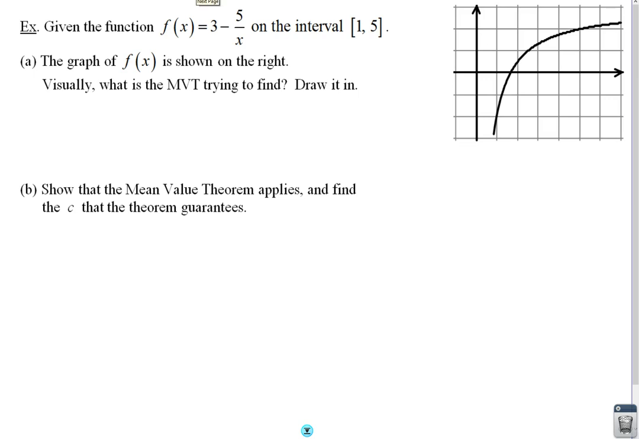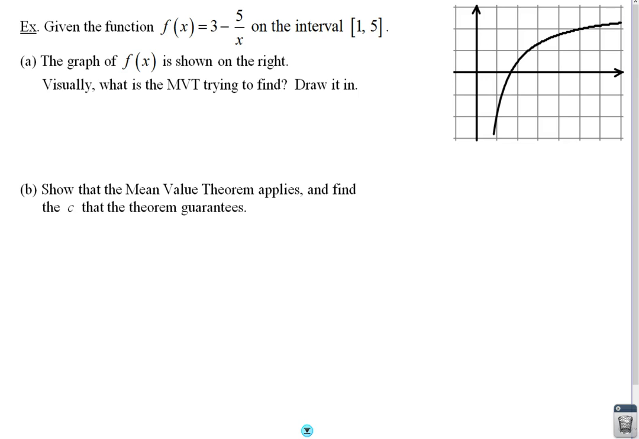All right, so given the function f of x is equal to 3 minus 5 over x from 1 to 5, the graph of f of x is shown on the right. Visually, what is the MVT, or the mean value theorem, trying to find? Draw it in. Again, this is one of those opportunities where you can pause the video, attempt it on your own, come back, and see if you got the same thing I got.